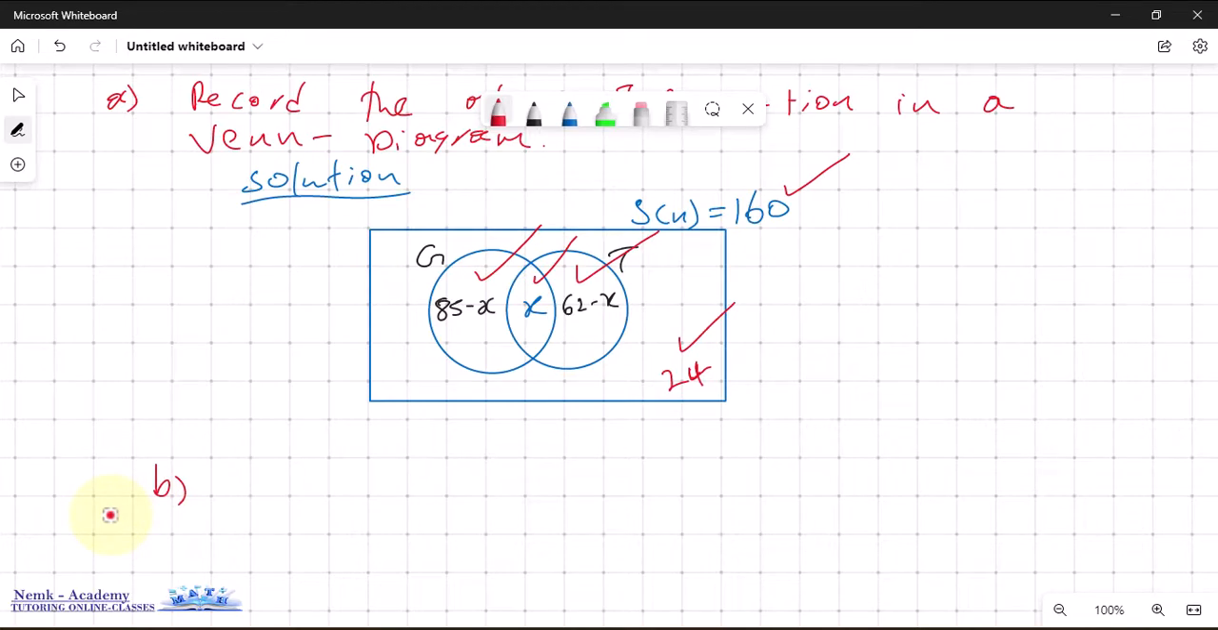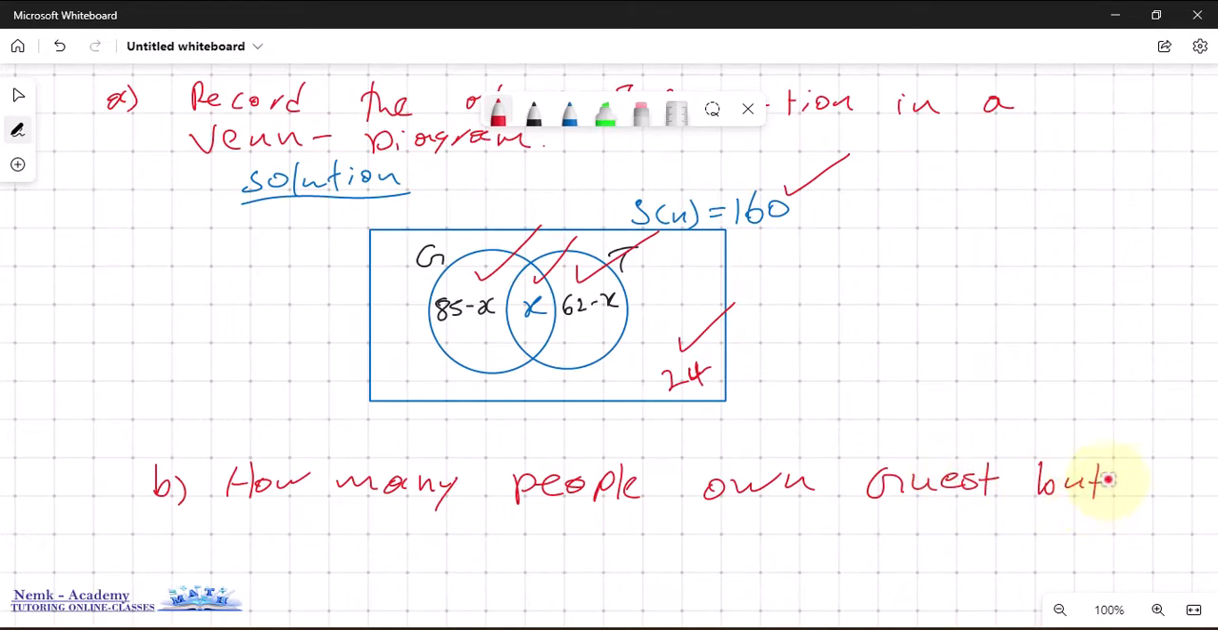How many people own Guess but not Triangle? So we want to know how many people own what? Guess but not Triangle. If you listen to this question, we want to know how many people own Guess only, the number of people in this space. We want to know how many people own Guess only in this space, except those who own both Guess and Triangle. How many people own Guess but not Triangle?